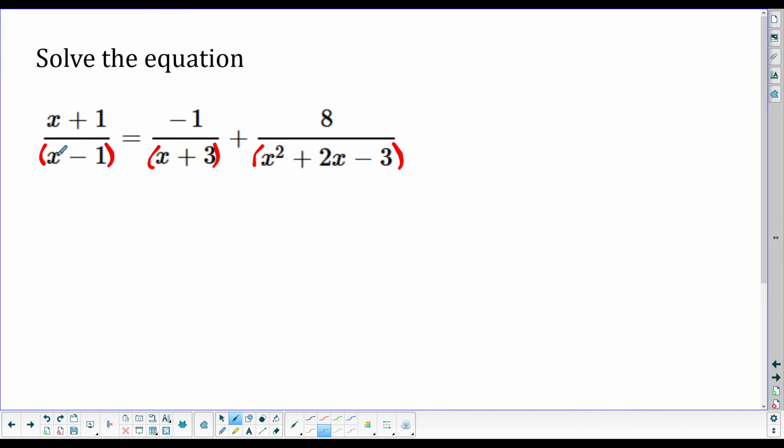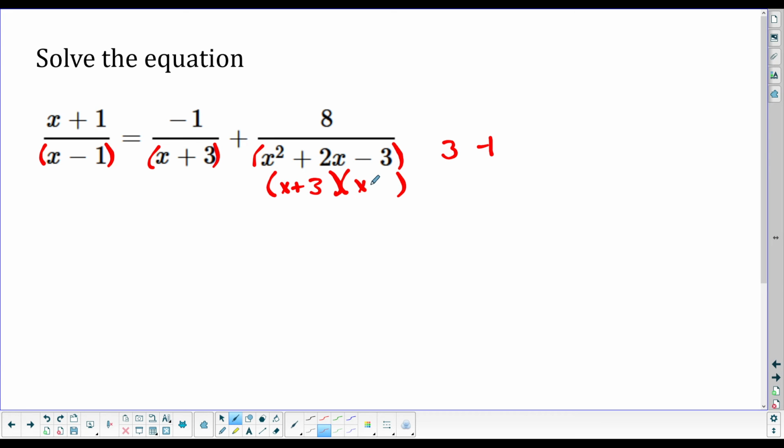Now, this x minus 1, I can't factor that. x plus 3, I can't factor that. But I hopefully should be able to factor this. And so if I factor this down, I'm looking for the factors that multiply to give me negative 3, but add up to give me 2. And those numbers are going to be 3 and negative 1. So 3 times negative 1 gives me negative 3, and 3 plus negative 1 gives me positive 2. So here I have x plus 3.